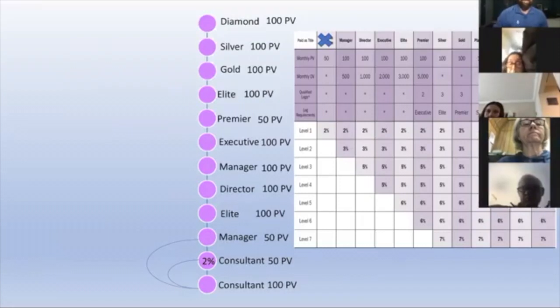So we move to our next person, our elite. They meet the rank requirement because they're ranked higher than the manager. They meet the PV requirement. So they will be paid the 3% from level 2. And now that column is gone.